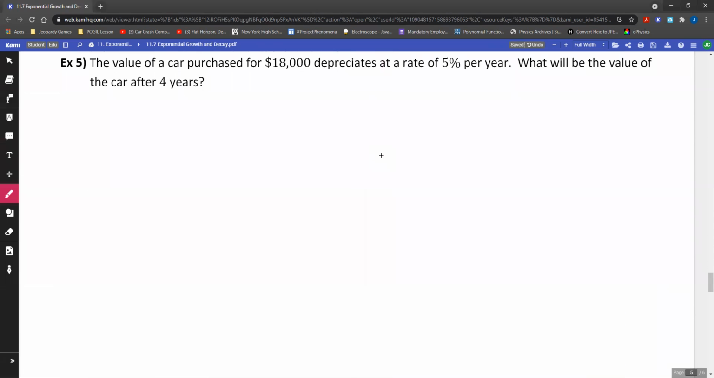All right, last one. Another car value question. So it depreciates, or loses value, at a rate of 5%. So we'll use the decay equation. Initial value is 18,000 at 0. The rate is 0.05. So doing this becomes 0.95.